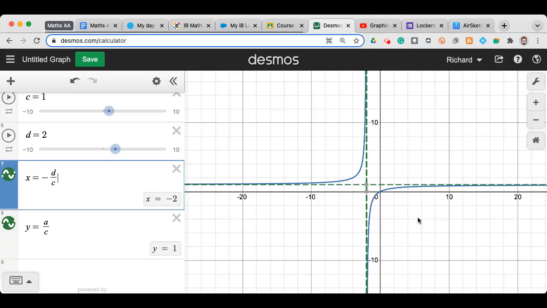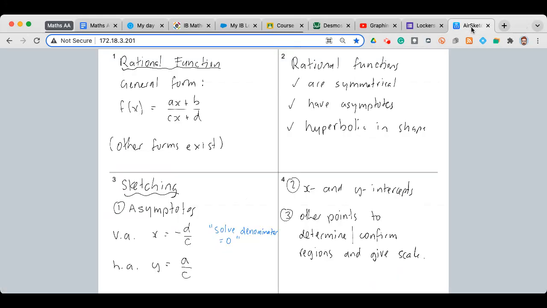I think it's really important that you understand why, but ultimately, pragmatically, what you're doing is you're going, I've got my graph, A over C, i.e. the coefficients of X, are what form the horizontal asymptote, and setting the bottom equal to 0 and solving for X is what will give you the vertical asymptote. That's what it is practically.